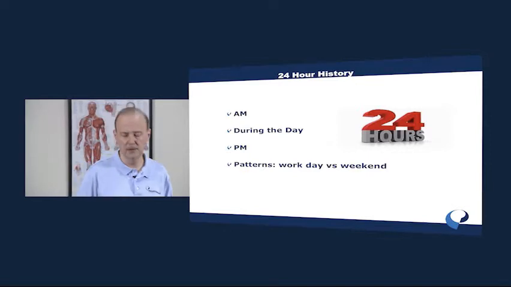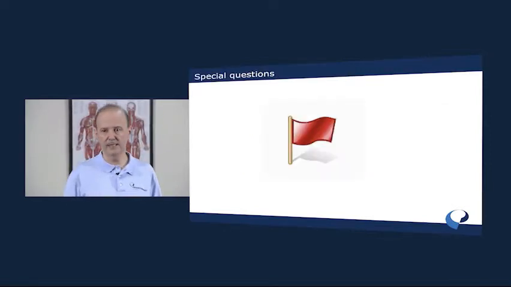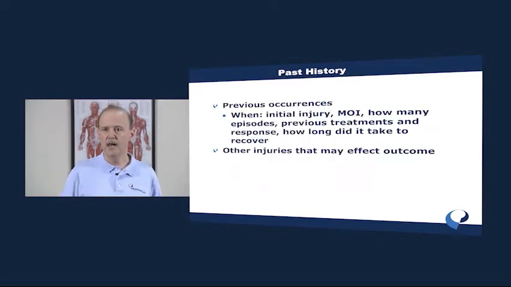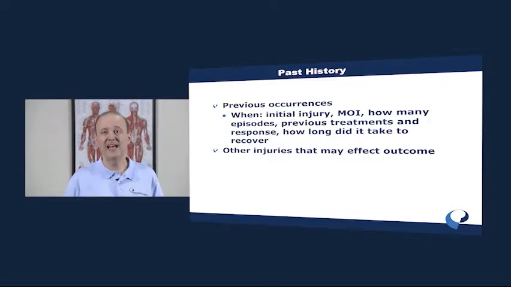That gives you a lot of clues, when you do your objective exam, about how much to push them through the exam. We're going to talk about red flags, which Jessica will talk about shortly. And then we talk about past history, previous occurrences. So when you had your initial injury, what was the mechanism in the past? And what have you done for it? How long did it take to recover?